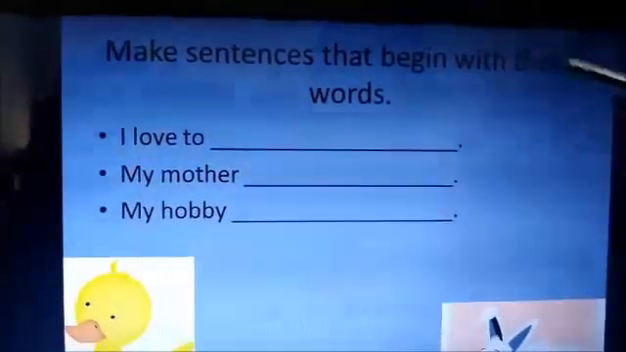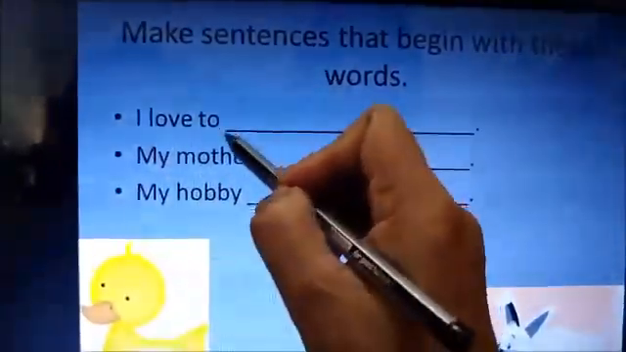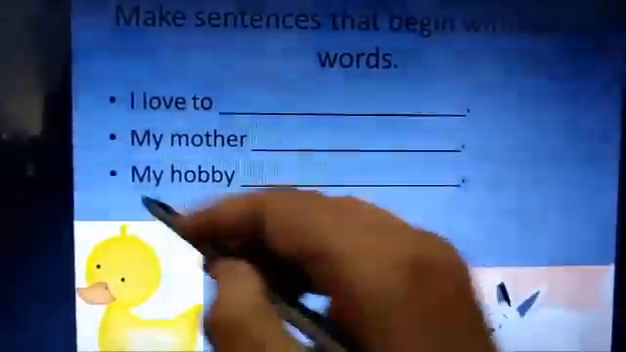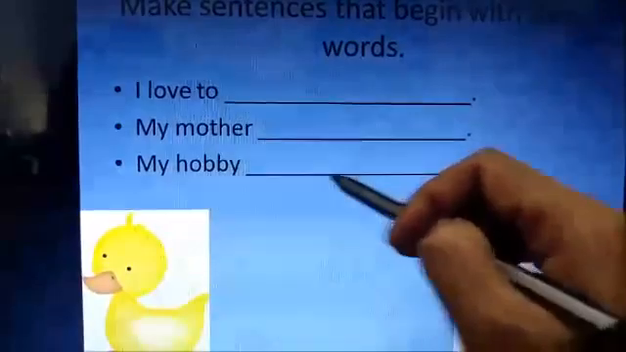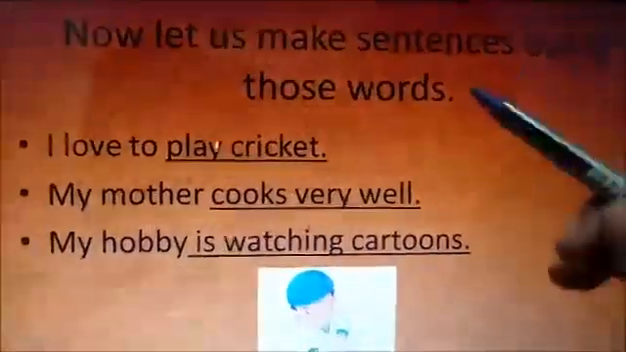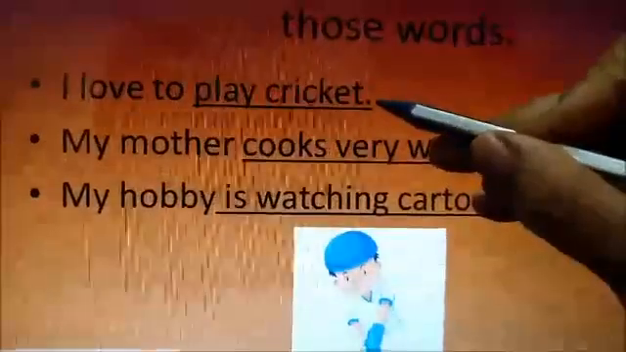Now, make sentences that begin with these words. Question number 1, I love to dash. My mother dash. The third one is my hobby dash. Now, let us make sentences out of those words. It begins with I love to. Now, let us join some words. I love to play cricket.